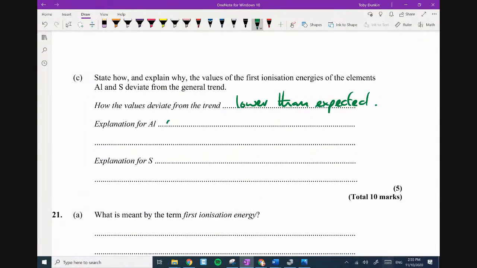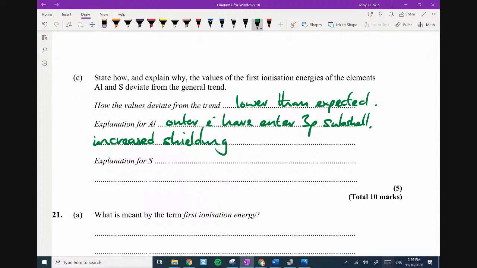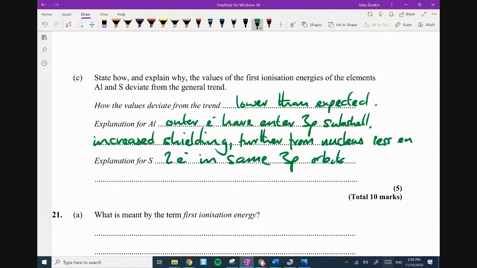Explanation for aluminium: outer electrons have entered 3p subshell. Increased shielding. You see how repetitive this gets and why the exercise is so useful. Increased shielding, further from nucleus, less energy to remove. Sulfur: 2 electrons in same 3p orbital. Electron-electron repulsion. Less energy to remove.